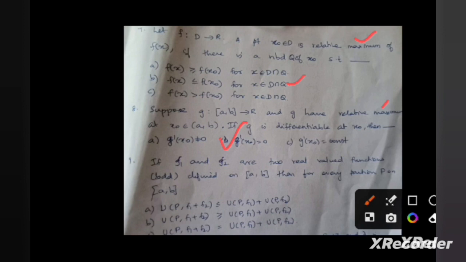Ninth question, if f1 and f2 are two real valued bounded functions defined on closed a comma b, then for every partition p on closed a comma b, option a is the right one. U of upper sum, that is U of p f1 plus f2 is less than or equal to U of p f1 plus U of p f2.